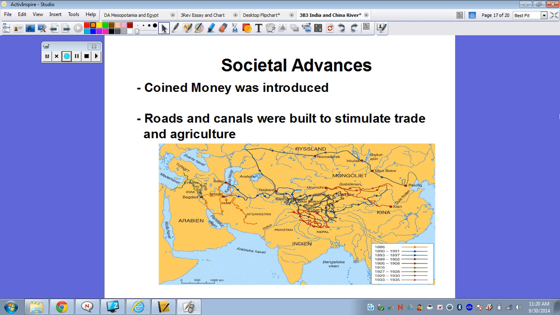Other advances: coined money was introduced. So we're going to move away from the barter system, which was, I'll trade you 3 of my horses for 3 of your pigs. We're going to move away from that, and we're going to introduce coin money. And then roads and canals were built all over China to stimulate trade and agriculture.